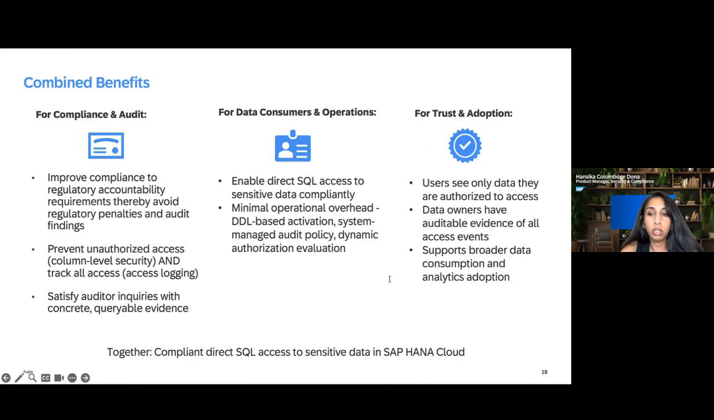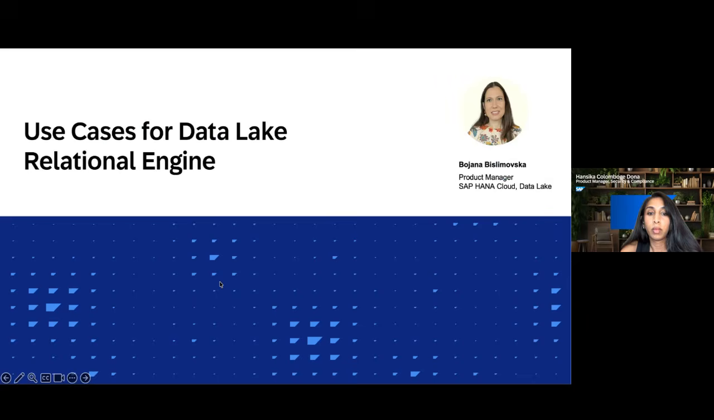For trust and adoption, users see only data they are authorized to access. Data owners have auditable evidence of all access events, and this supports broader data consumption and analytics adoption across the organization. Together, these two capabilities deliver compliant direct SQL access to sensitive data in SAP HANA Cloud.